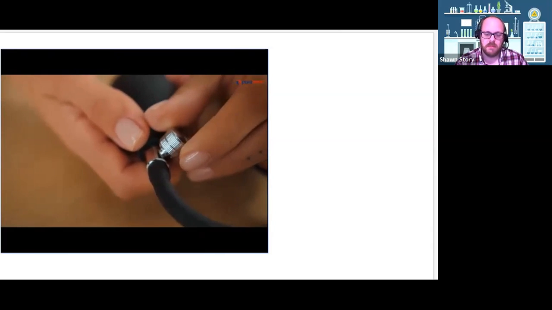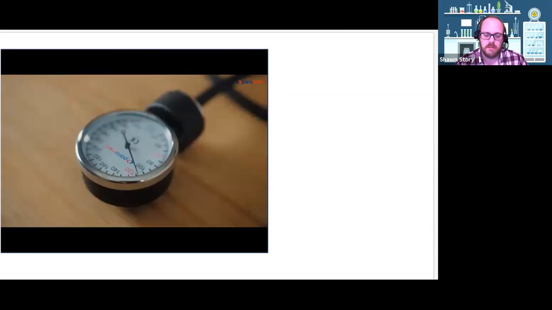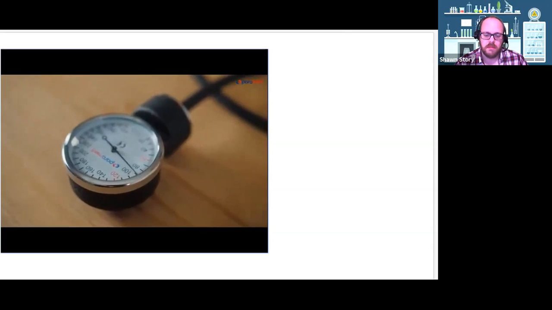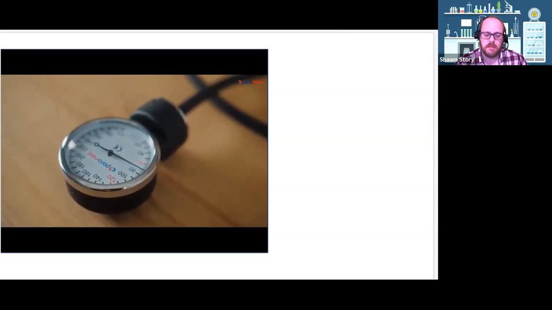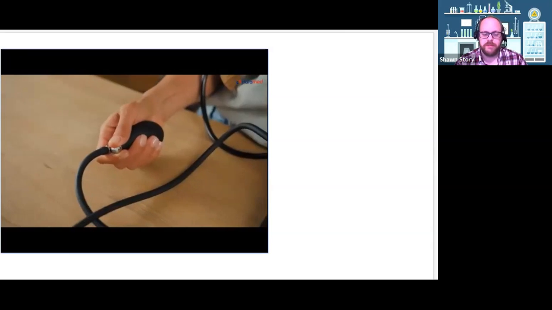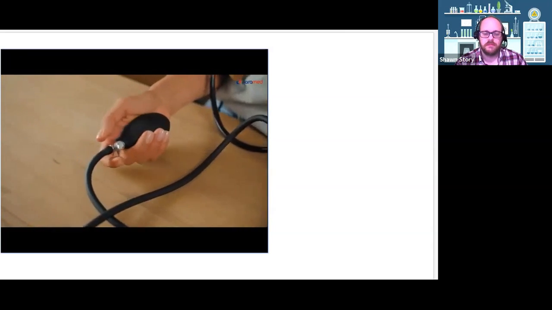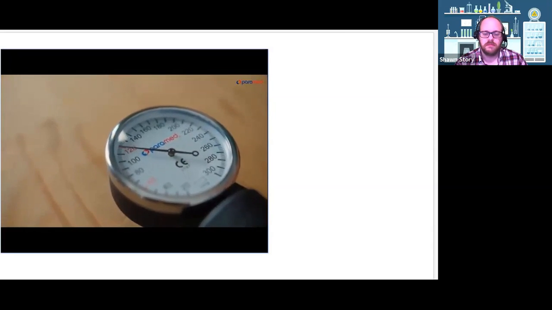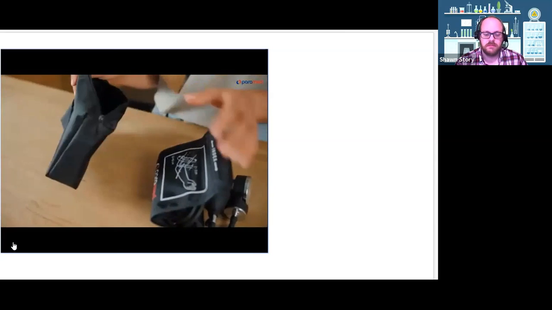Start letting air out of the cuff so that the manometer's arrow descends 2 to 3 marks per second. At the same time, listen to your heartbeat using the stethoscope. When your heart beats, the arrow usually makes a short, abrupt jump. Note the pressure when you first hear your heartbeat. This is the upper or systolic pressure number. Note the pressure when the sound stops. This is the lower or diastolic pressure number. Then release the rest of the air from the cuff.